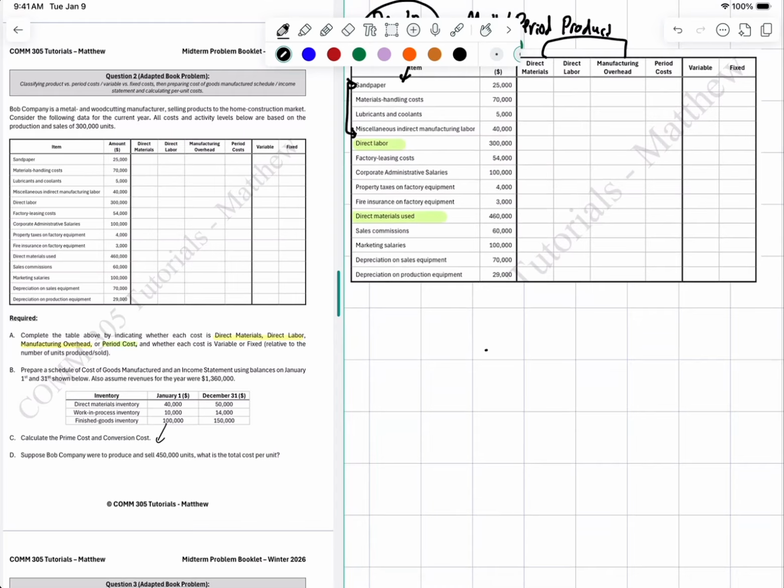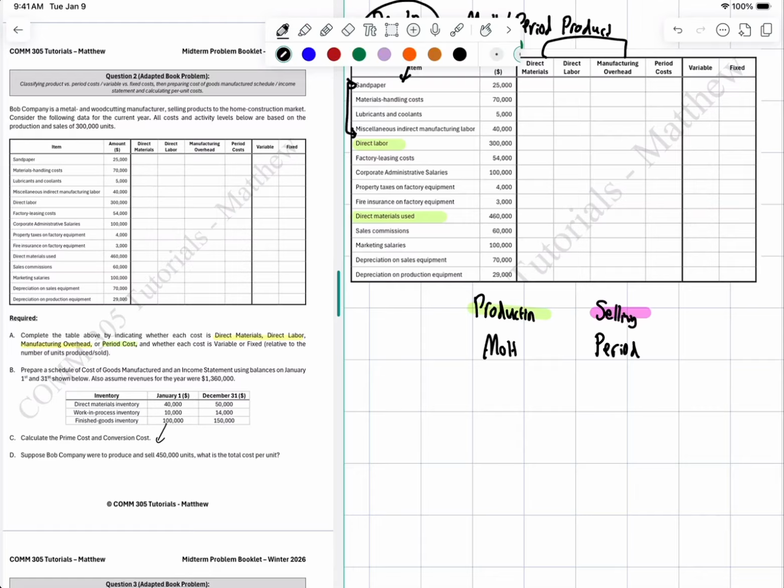How could I tell if something is overhead or period? We look at the wording, right? The only difference between overhead and period, because these are both indirectly involved in production, is that overhead is related to production and period relates to selling. These are both indirect costs, let's say it like that. The only difference is that overhead is production based, and period costs are selling based.